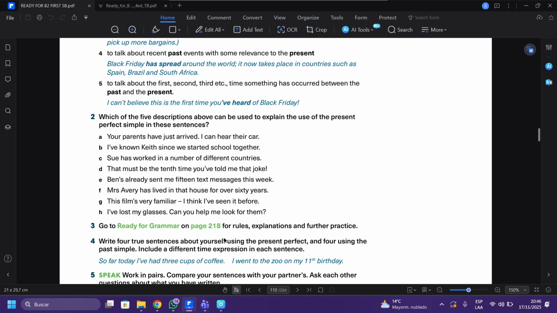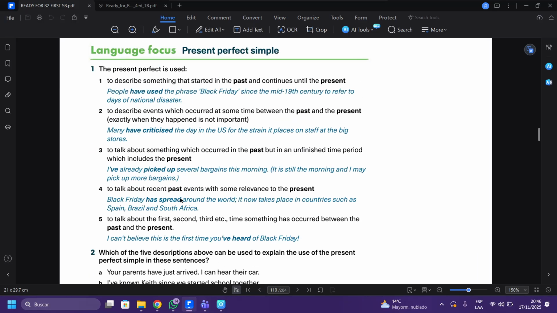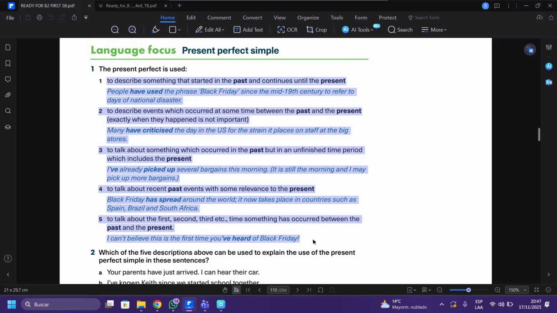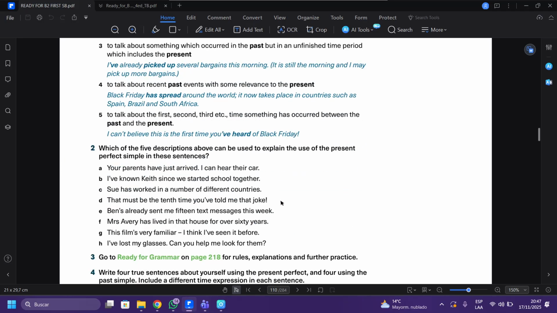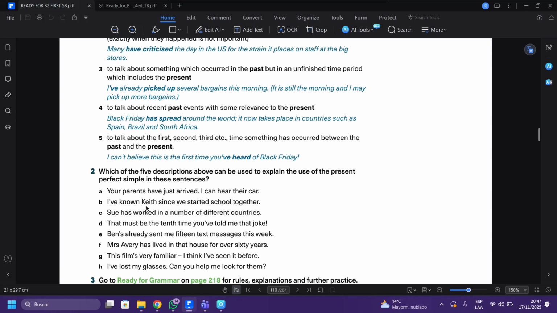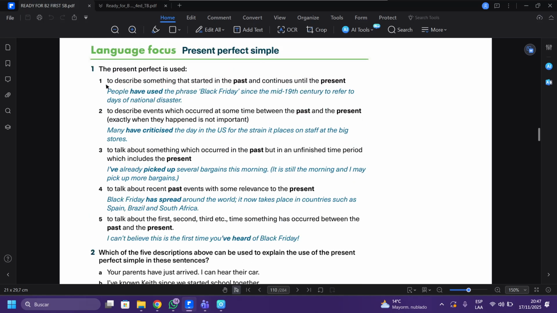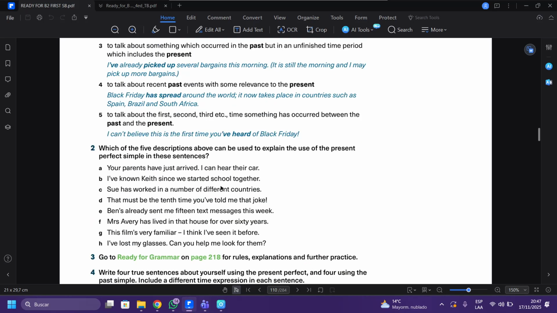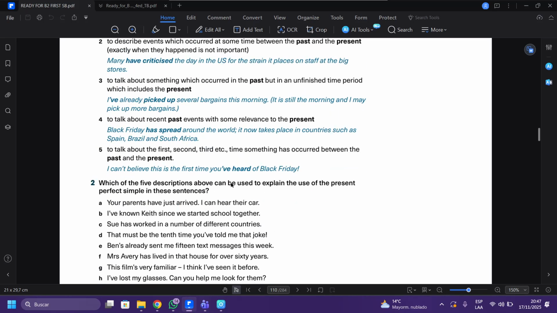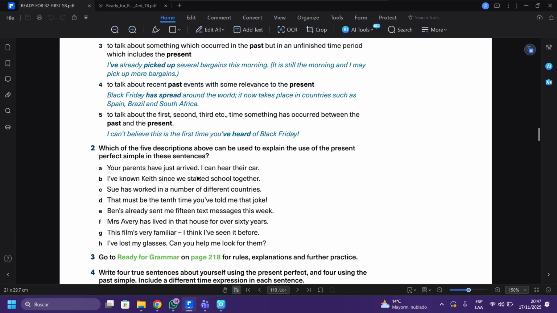No. You have to choose one of these descriptions from 1 to 5, these ones. And which one is the one that best fits or best describes every single sentence from A, B, C, D, E, F, and so on. From this one: to describe something that started in the past and continues into the present. Number 2, number 3, number 4. What do you think is the best one? Letter F. No, we have to do it one by one.